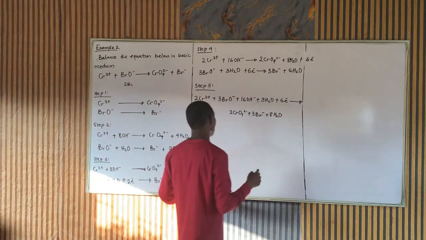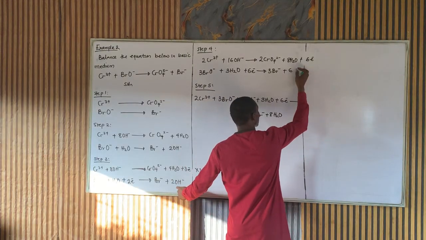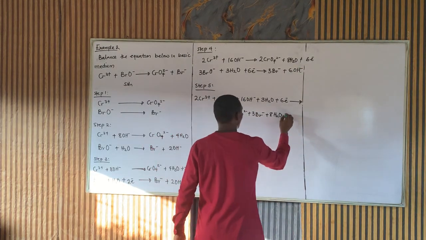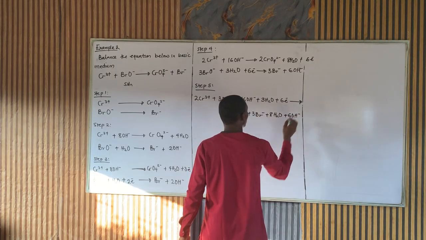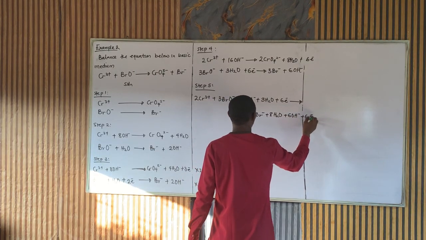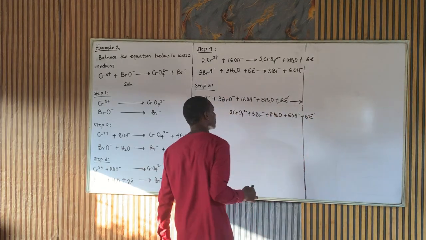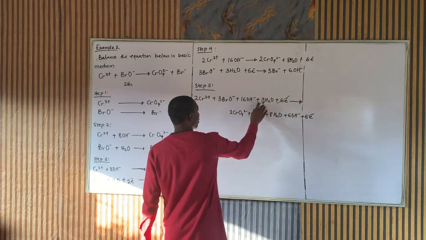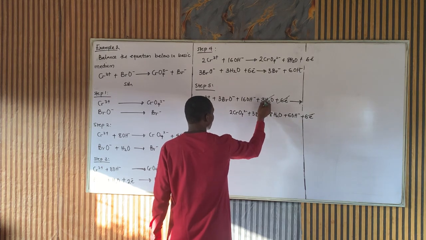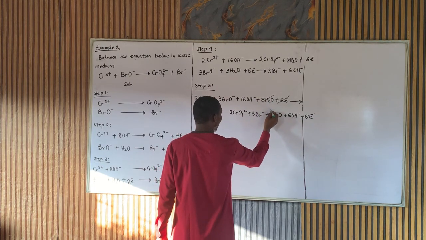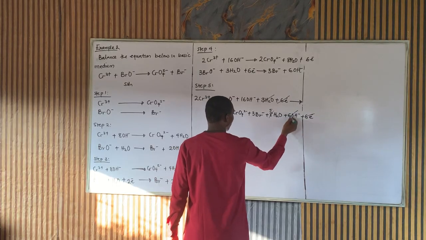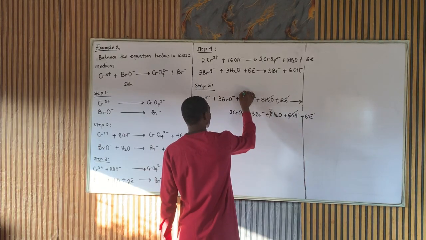Sorry, this is 6 OH, my pardon. And then plus 6 electrons. The 6 electrons cancel out the 6 electrons. Here we have 3 molecules of water, we have 6. Minus 3 from here, minus 3 from here. This will be 0, and this will be 5. And here we have OH: minus 6 OH from here, this is gone; minus 6 OH from here, this is 10.